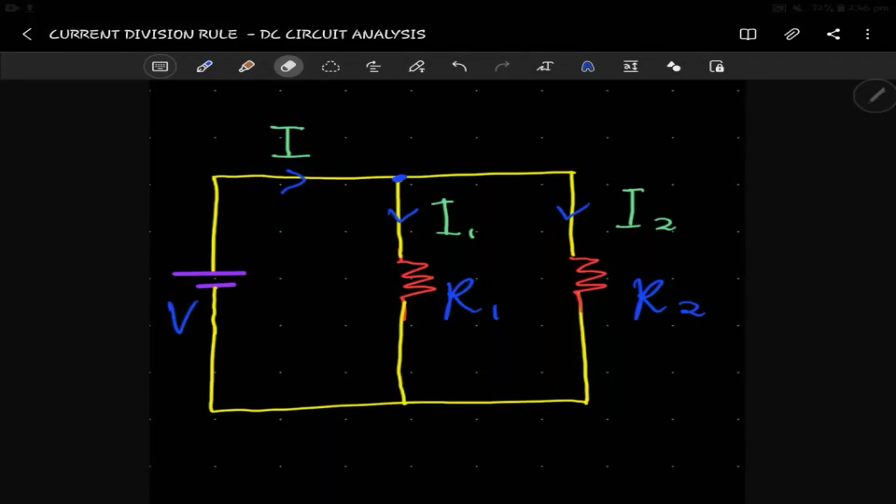Alright, so what the current division rule says is that whenever you're having a current approaching a node or a junction, it splits. And then it doesn't just split equally or evenly, it splits based on the resistances in the branches that it's going to.